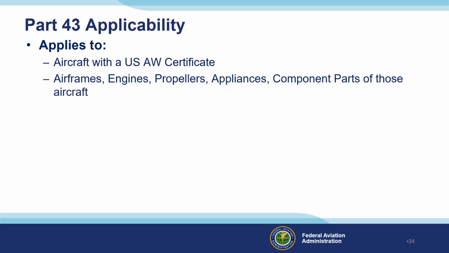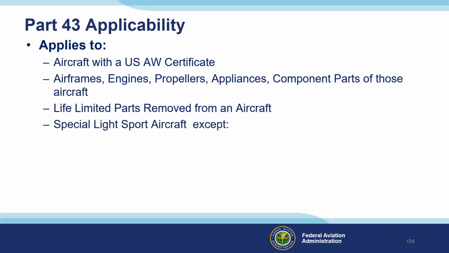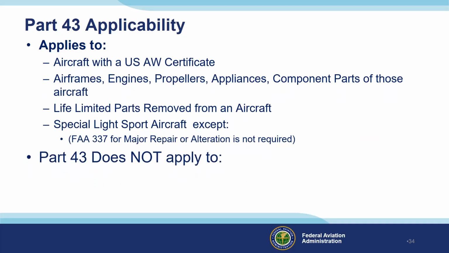Part 43 is the main regulation for maintenance personnel. So let's brush over that, just refresh our memory. 43 applies to aircraft with a U.S. airworthiness certificate. It applies to airframes, engines, propellers, appliances, and the component parts of the aircraft, and life-limited parts that are removed from an aircraft.